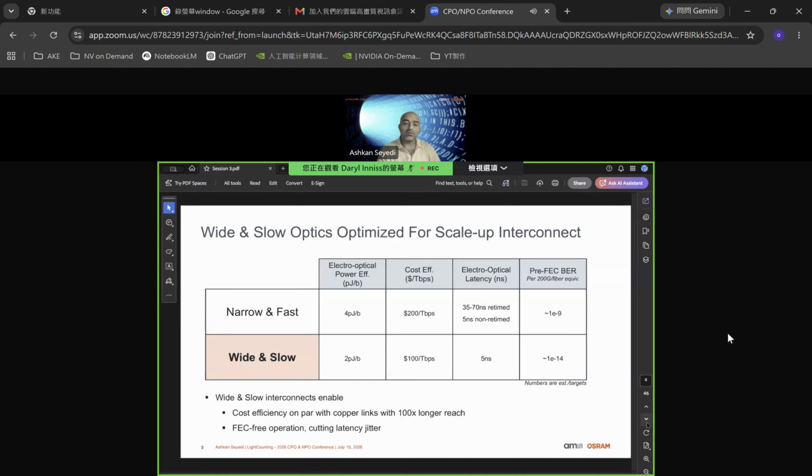So we're able to achieve cost efficiency within arm's reach of what copper can do at 100x the reach. So not 1 meter, but 100 meters. And you're able to do FEC-free. That cuts down the network latency jitter, which is critical for these systems.